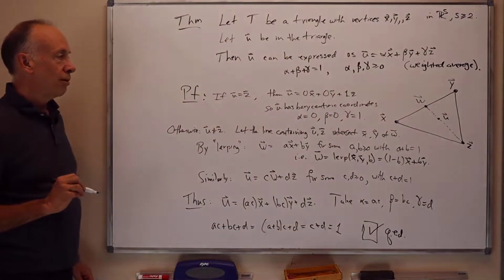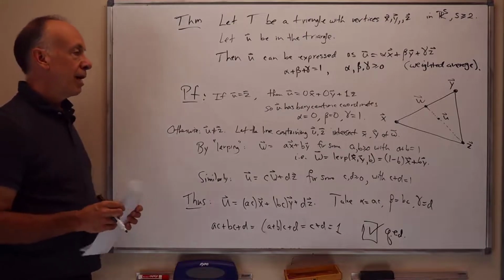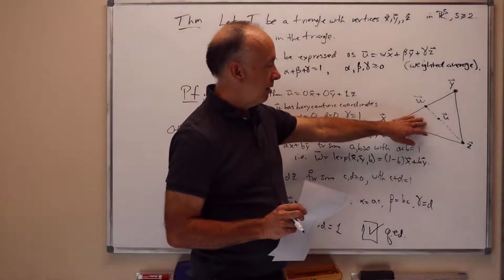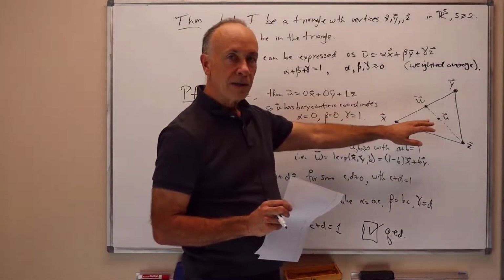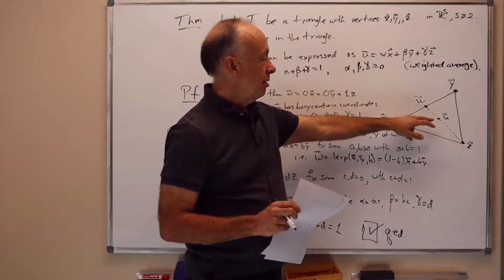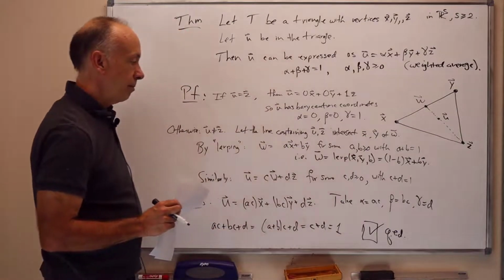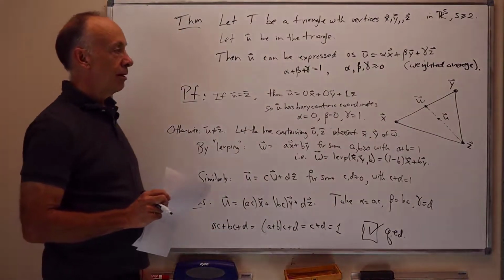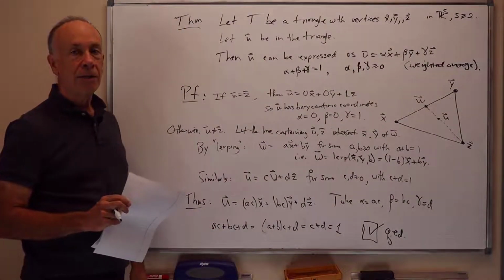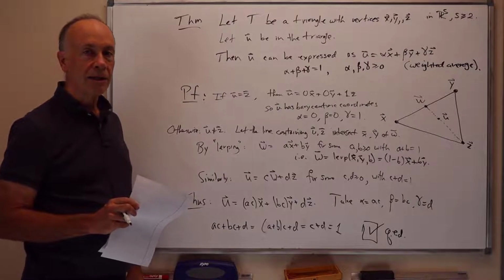So the moral of the theorem is that if you have a point inside the triangle or on the boundary of the triangle, then you can write U as a weighted average of x, y, and z. The next theorem will deal with the case where U is in the plane containing the triangle, but not inside the triangle.